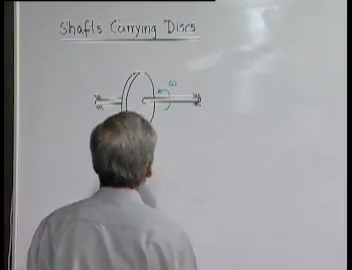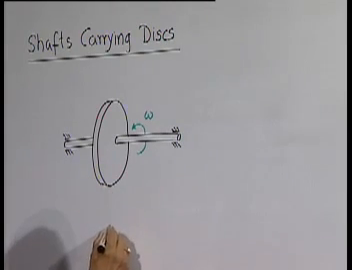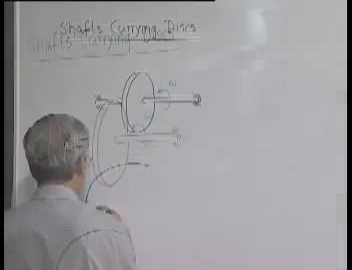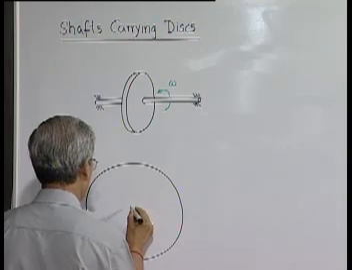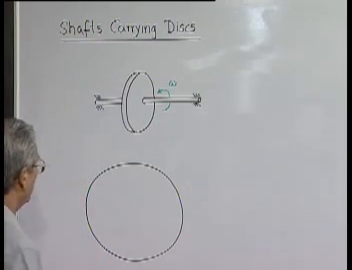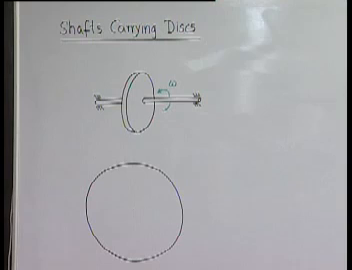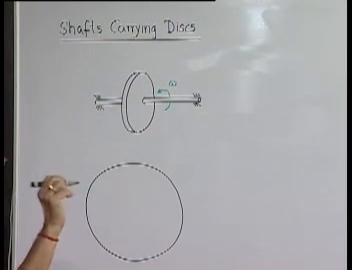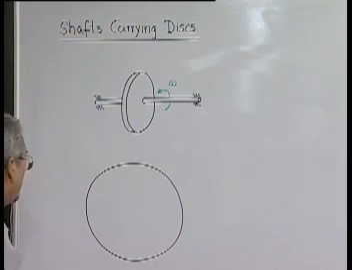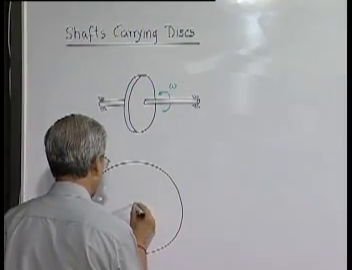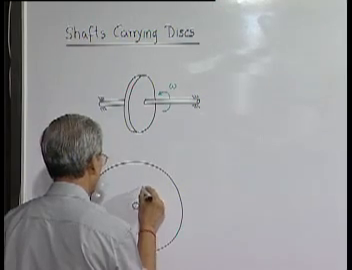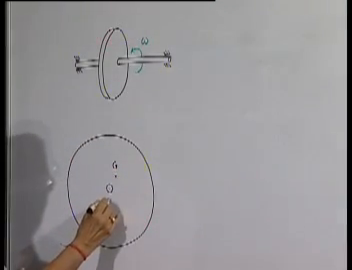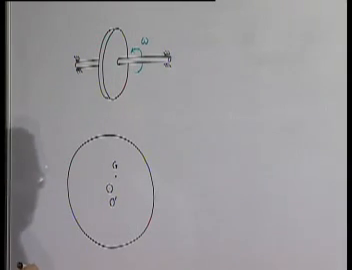So, what are the possibilities? When you mount the disc on the shaft, the center of the disc, or the CG, may not be exactly at the axis of the shaft. So, if this is the shaft, the CG may be somewhere here. I am exaggerating, but the center of the shaft we call O prime.